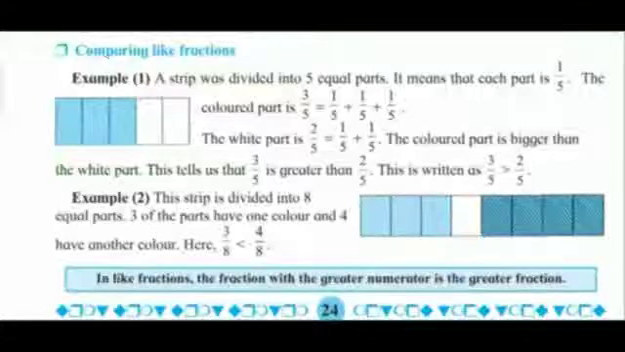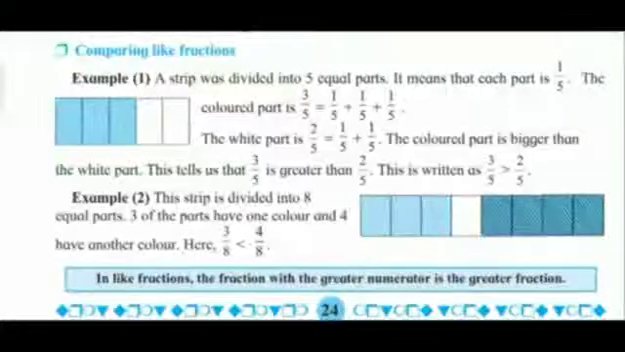Okay, this is written as 3 upon 5, then a greater than sign, and then 2 upon 5. It means the colored part is more, so the fraction of the colored part, that is 3 upon 5, is bigger than the white part. So 3 upon 5 is greater than 2 upon 5. That sign which you can see is the greater than sign.